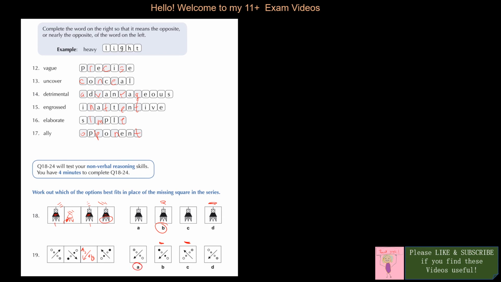Okay, that's 19A. The next one is 20. So 20, if you look, this is shrinking and moving. Shrinking and moving. It is shrunk one mode. Likely answer is C.